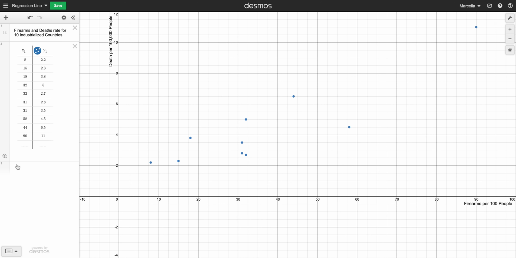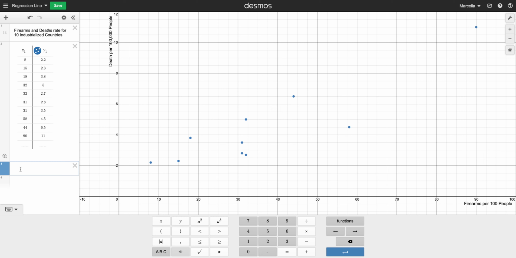Now I will determine, at the same time, the equation of the regression line. The regression line is the line that best fits the data points in a scatter plot, in a way that those points are as close as possible to the line. And how do I do that?